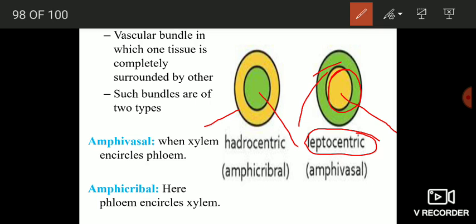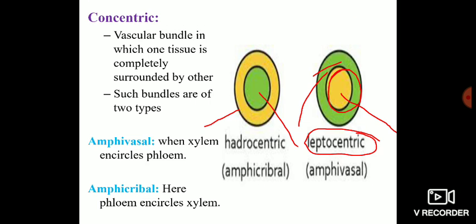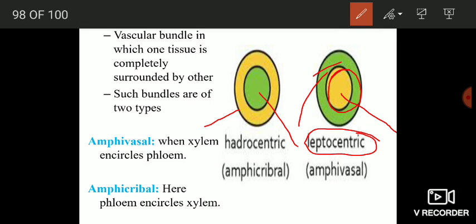I will repeat this. Concentric vascular bundles are those vascular bundles in which one tissue completely surrounds the other tissue. And these concentric vascular bundles are of two types. One is known as amphivasal type. In amphivasal type, xylem encircles phloem. This green part which represents xylem encircles the phloem which is present on the inside. Amphivasal type is also known as leptocentric.